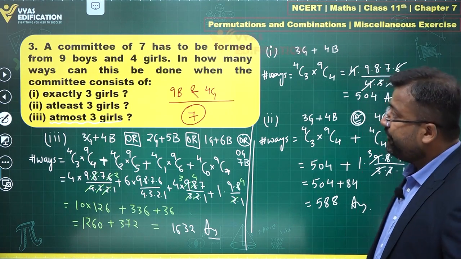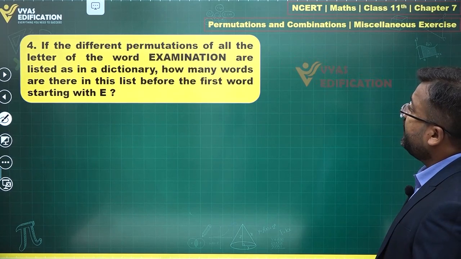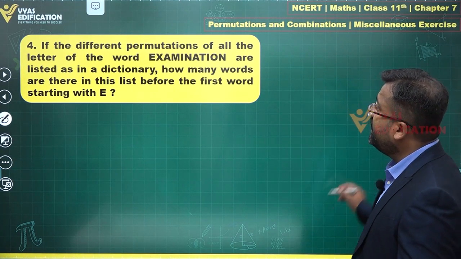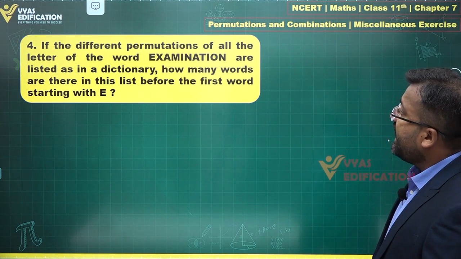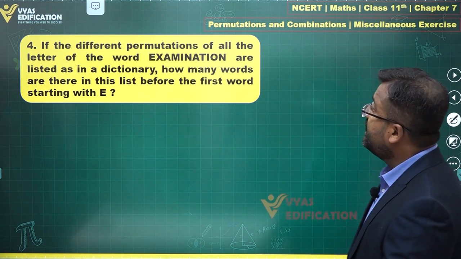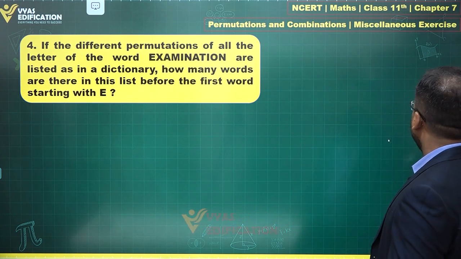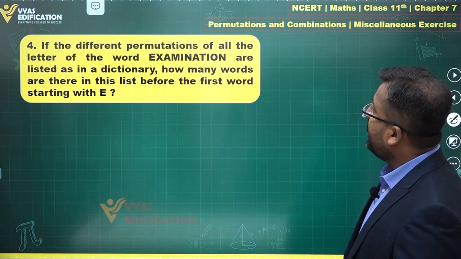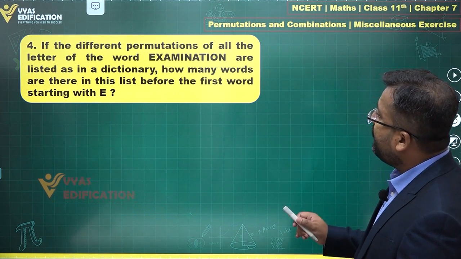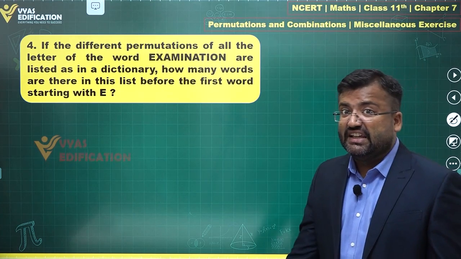Moving on to the next one. If the different permutations of all the letters of the word examination are listed as in a dictionary, how many words are there in this list before the first word starting with E?